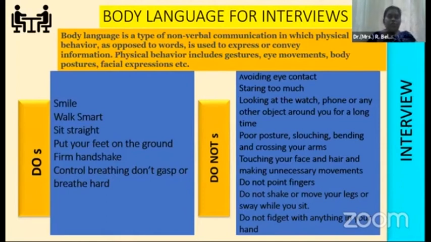Do not shake or move your legs or sway while you sit. Now see, I'm going to shake my leg. Just see how I look, okay? Can you see me shake? Some people will be sitting and shaking in the interview like this. So sit properly. Do not fidget with anything. கையில பென் இருக்கும், அப்படியே அமிக்கிட்டே இருக்கிறது. Don't do all that, okay?